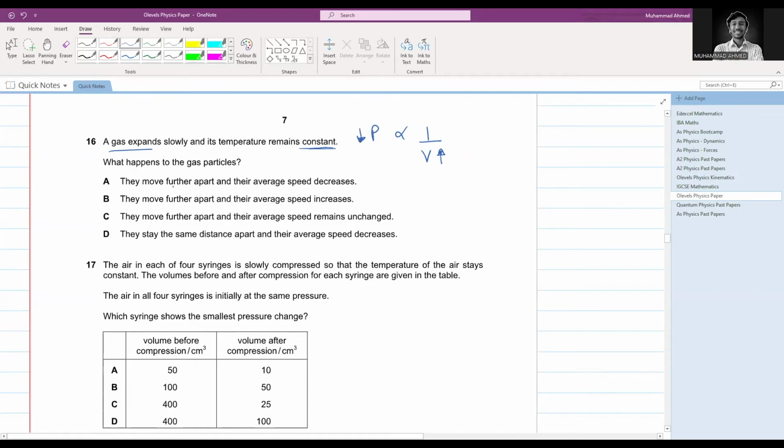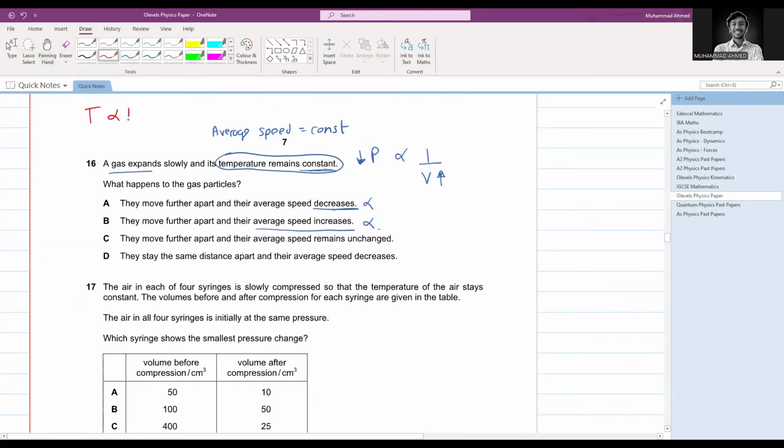What happens to the gas particles? They move apart and their average speed decreases. Wrong. Their average speed increases. Wrong. Whenever your temperature is constant, your average speed remains constant. Why? Because temperature is directly proportional to kinetic energy. If temperature is constant, average speed is constant, kinetic energy is constant.